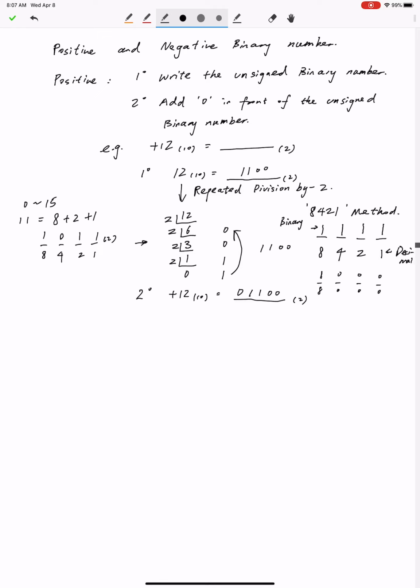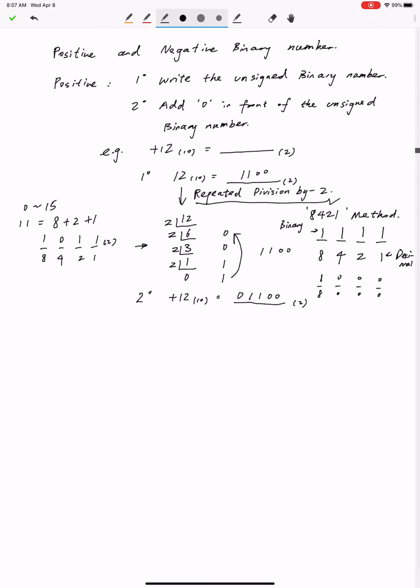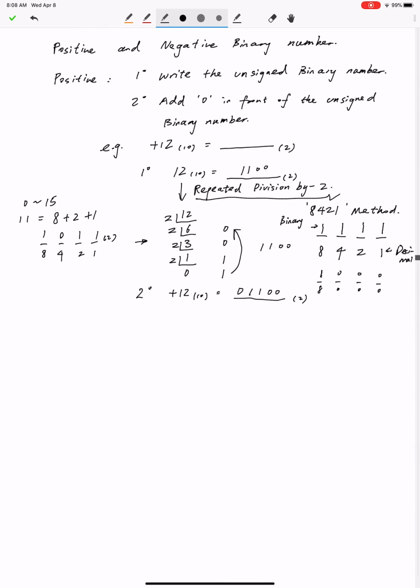So by using this method, you don't need to do the repeated division by 2, but you can use the repeated division by 2 because this method is always correct. But the 8421 method is a quicker way to find the binary representation if the decimal number is within 15. Okay. Alright, so that's one trick I want to mention here.